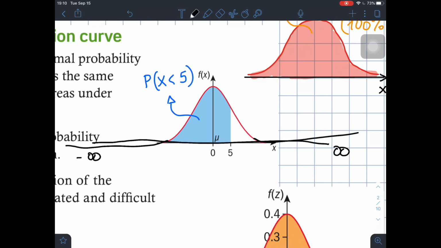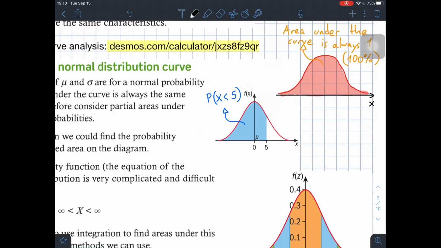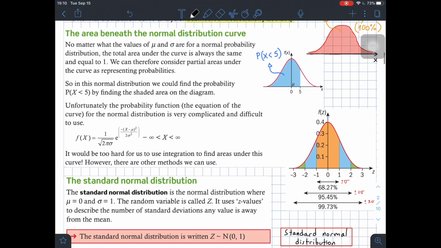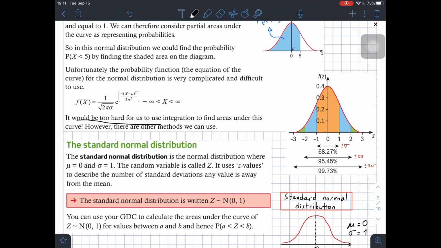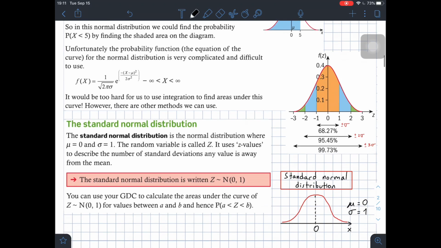The straight line y equals 0 is a horizontal asymptote to this curve, okay? But the area beneath the curve as we go to negative infinity or to positive infinity is very small, so we consider it to be 0, right? So we do not consider those values anymore. Then it says it would be too hard for us to use integration to find areas under this curve. However, there are other methods we can use, and that's what we're going to be learning.